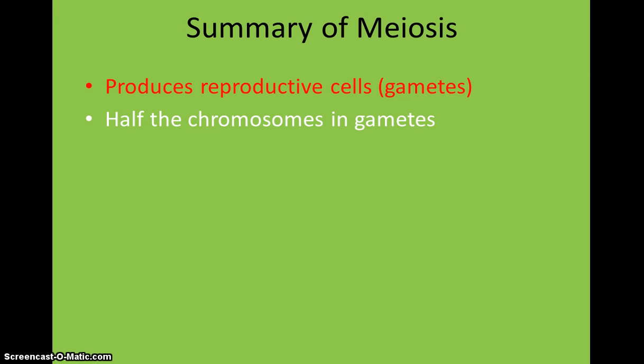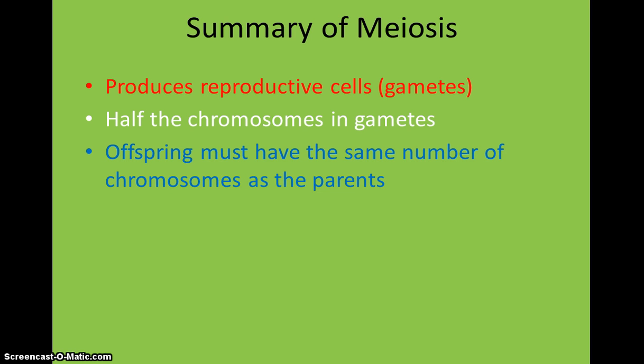So let's summarize this, all right? 3 really important things about meiosis. Number 1, meiosis produces reproductive cells, also called gametes. Always remember that vocab, folks. The cells that are produced during meiosis, the gametes, have half the number of chromosomes. And the offspring that are formed from those gametes must have the same number of chromosomes as the parent. That's why it's so important that the gametes have half the number of chromosomes.